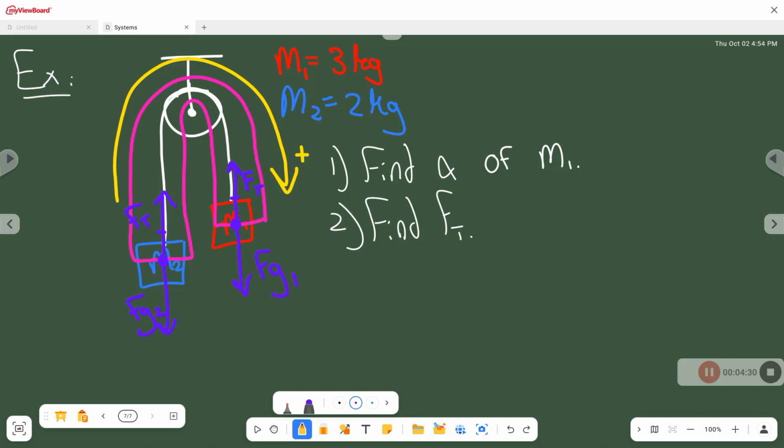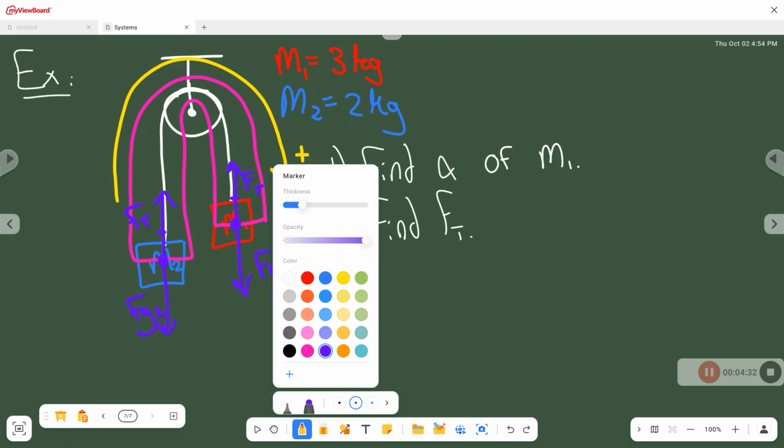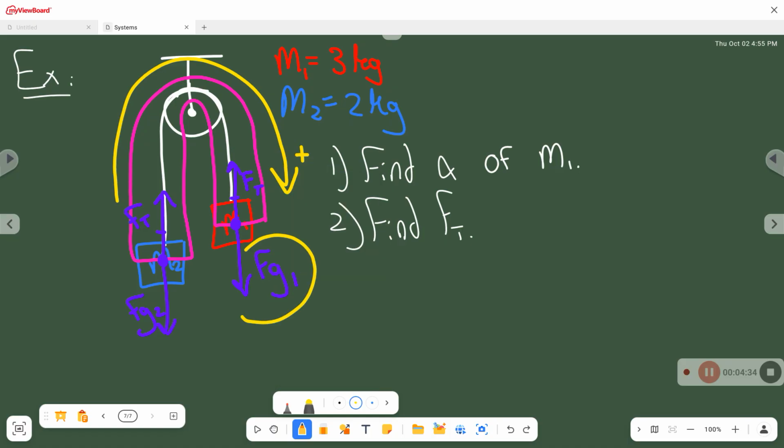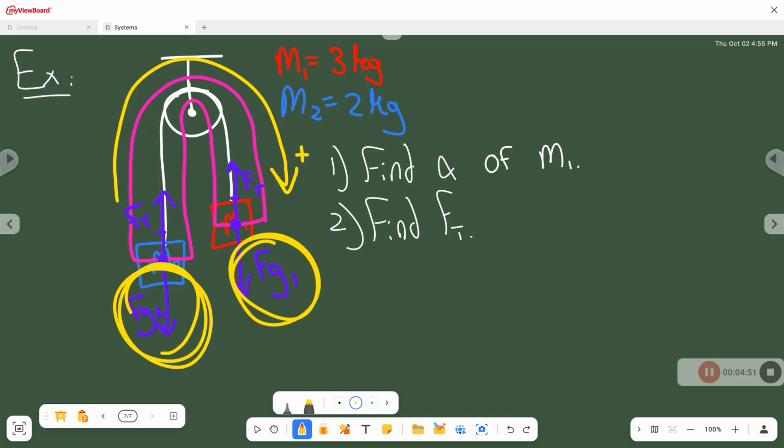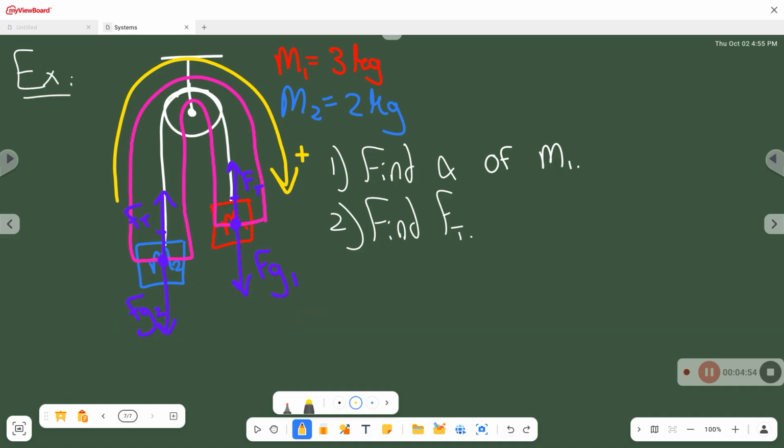So that means that our external forces, therefore, are Fg1 and Fg2. Those are our external forces. That's how we're going to find the net force acting on our system. Now, I'm not just going to add those two forces together, because Fg1 is technically moving in the positive direction, whereas Fg2 is pointing in the negative direction. So one is positive, one is negative.